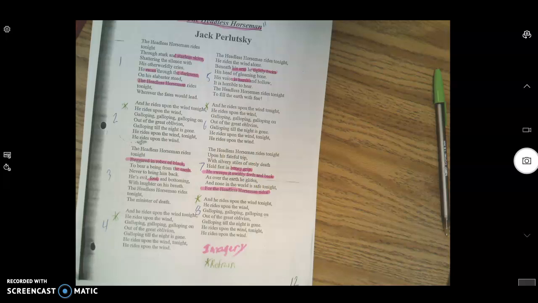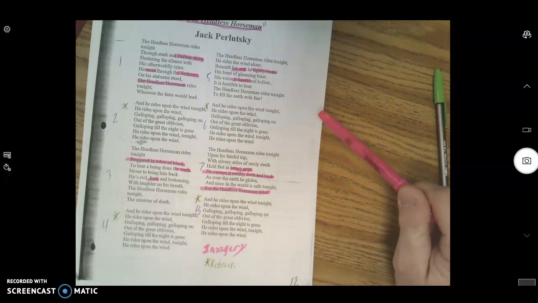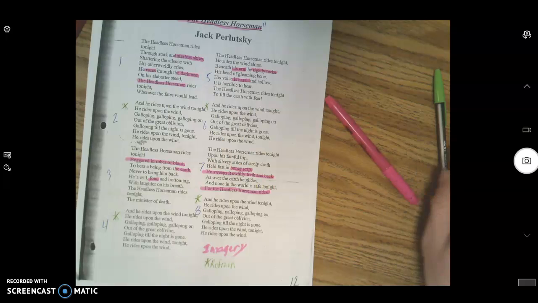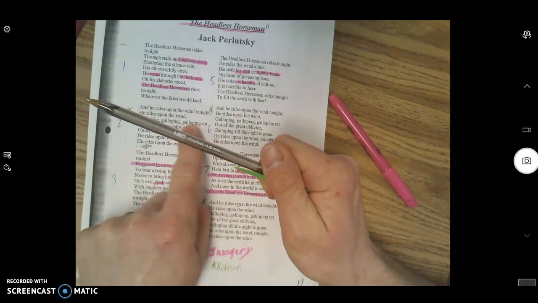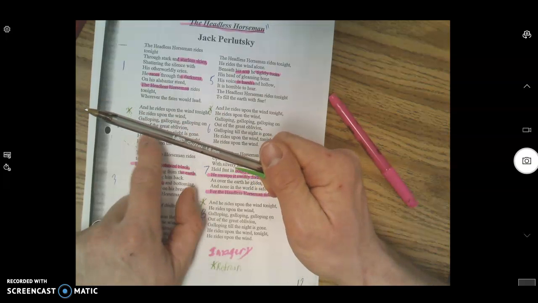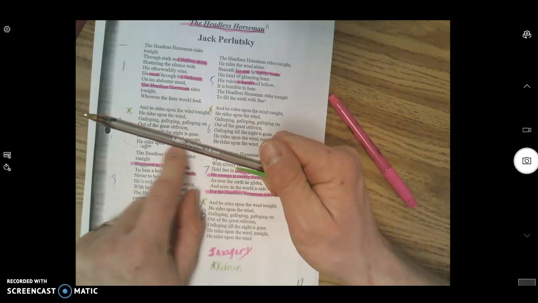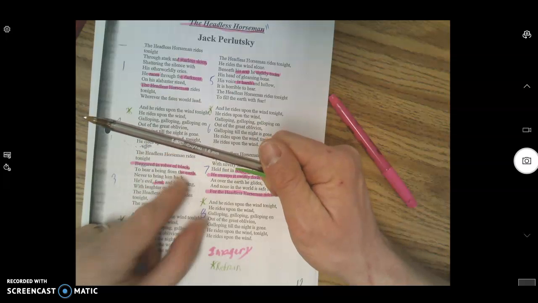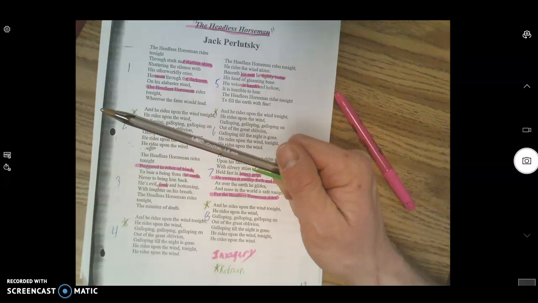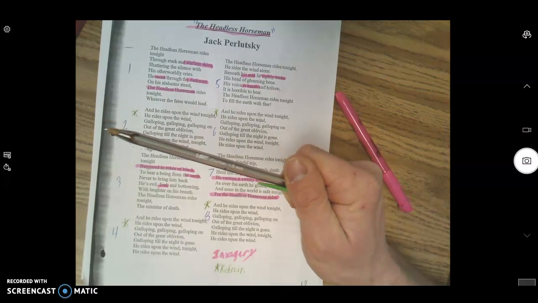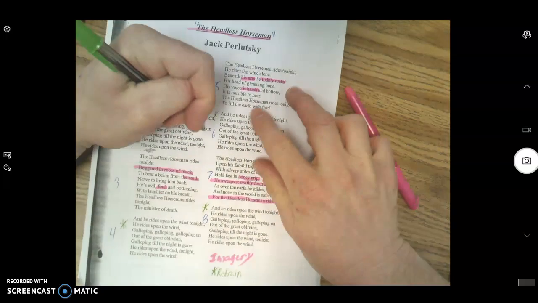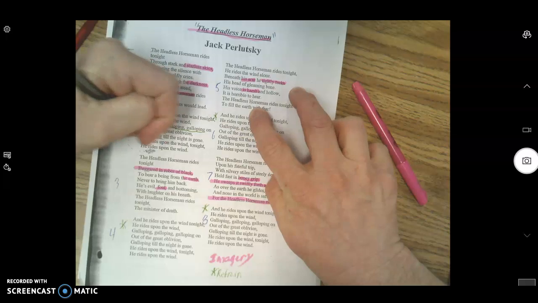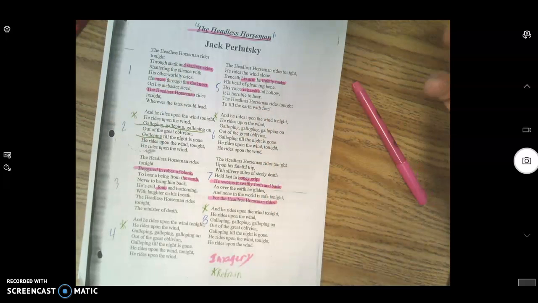So now let's look back at the second, fourth, sixth, or eighth stanza. He rides upon the wind tonight, he rides upon the wind, galloping, galloping, galloping on out of the great oblivion, galloping till the night is gone, he rides upon the wind tonight, he rides upon the wind. I notice even more refrain within those two. What word is used a lot in that stanza? Galloping. Good job. Four times he uses galloping. What phrase does he use a lot?